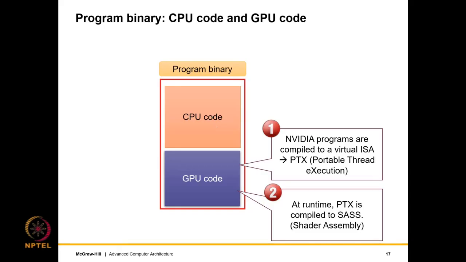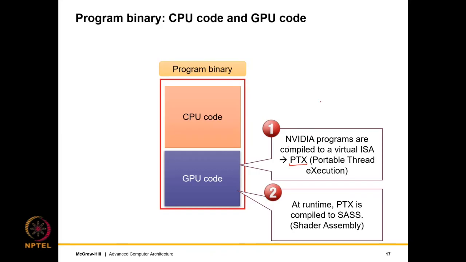So the program binary, as we discussed, is fat in the sense that it contains both CPU code as well as GPU code. So NVIDIA programs are first compiled to a virtual ISA. So we will discuss in detail in later lectures what is exactly the need for a virtual ISA. But that's what NVIDIA programs are compiled to. And the virtual ISA is called PTX, or Portable Thread Execution. That is a virtual ISA. And at runtime, the PTX virtual ISA is actually compiled to the actual ISA.